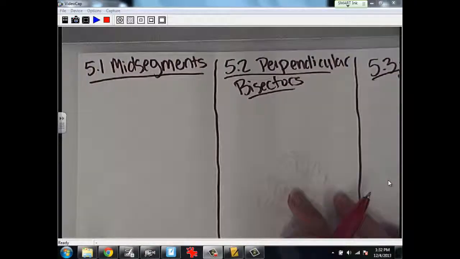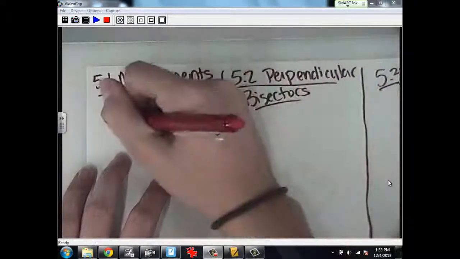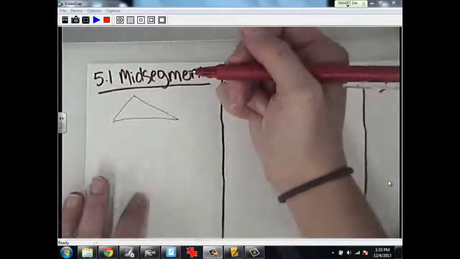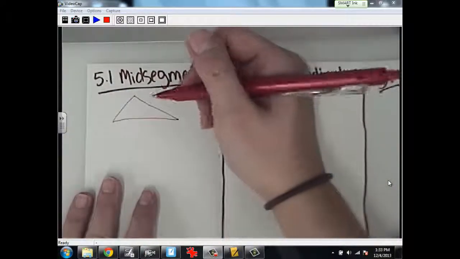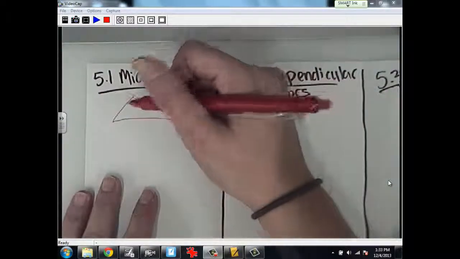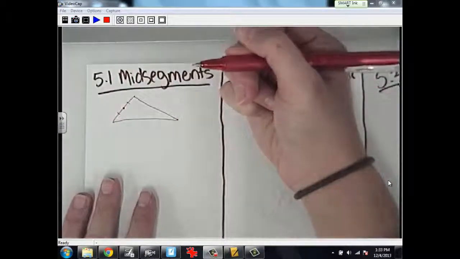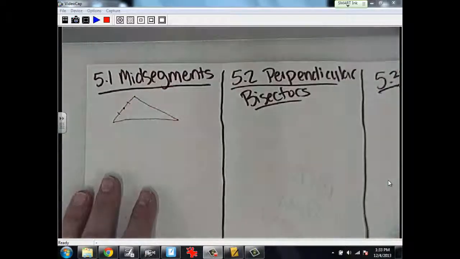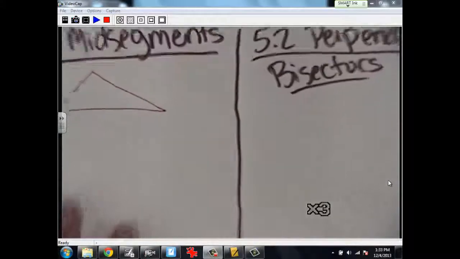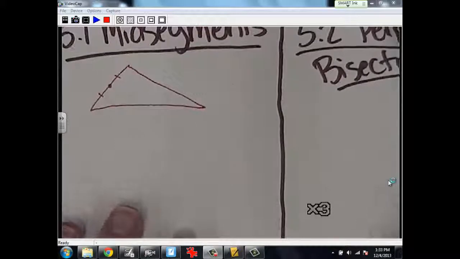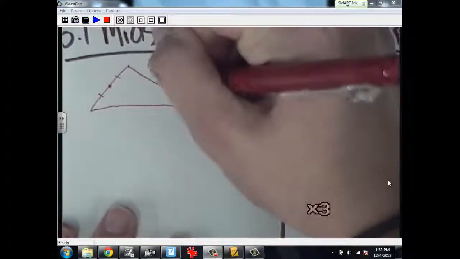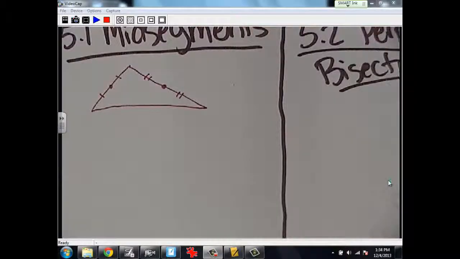5.1, mid-segments. We talked about mid-segments. Draw yourself a triangle. To find your mid-segments, what do we say we do? We find the middle of one side so that those parts are now equal. We find the middle of our second side so that those parts are equal. We found our 2 midpoints, as Mason was asking.